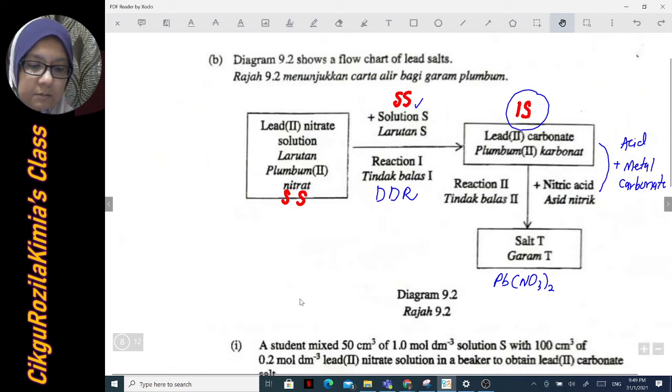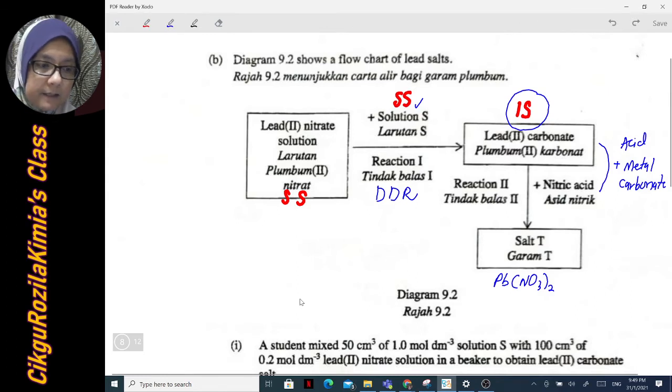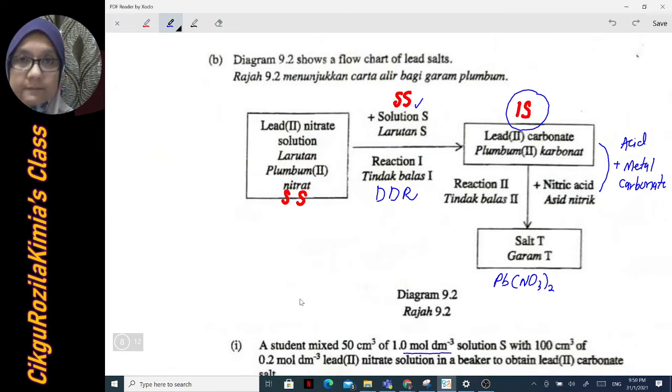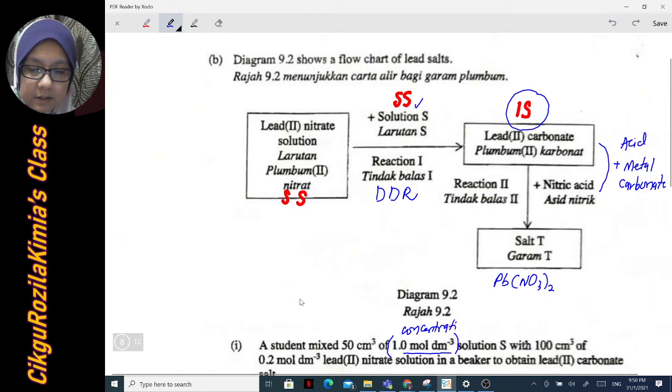Okay, a student mix 50 cm³ of 1 mole. Okay, sebab saya tanda kertas awak, saya tengok ramai buat kesalahan. Okay, molarity punya unit. So, unit of molarity is mole per decimeter cube. Concentration ni, okay. Bukan mole sahaja, mole per decimeter cube. Okay, so take note yang ini. This one is concentration. Concentration tu bukan number of mole. Okay.